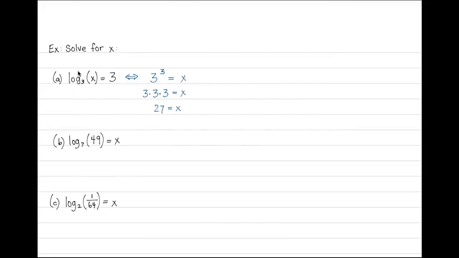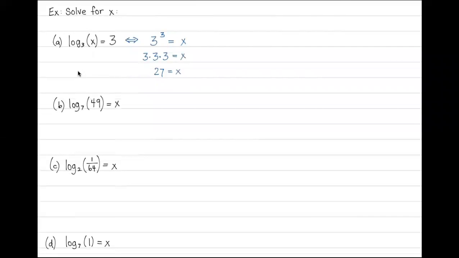Okay. Now on the next example here, we have log base 7 of 49 is equal to x. And I want you to notice the difference between these two problems. This one had the x here, right? It wanted to know the answer, whereas on this one, we have the base, this is the exponent, this is the answer, right? They're always in the same place. So we have 7 is the base, x is the exponent, and 49 is that answer.